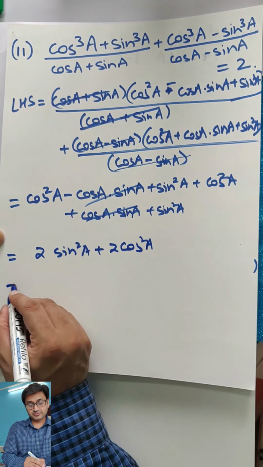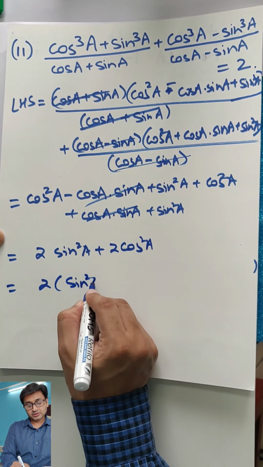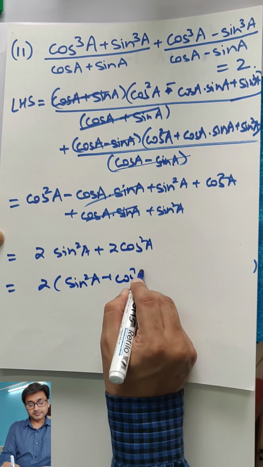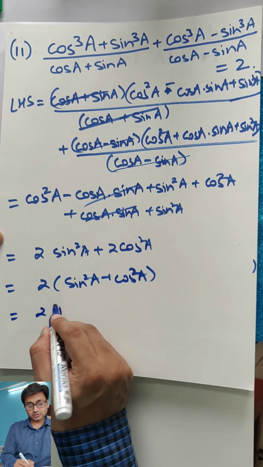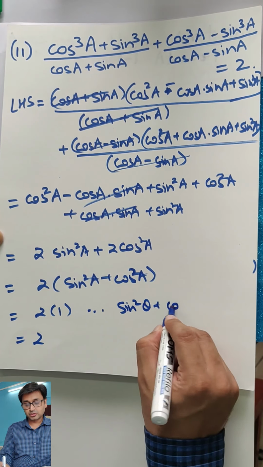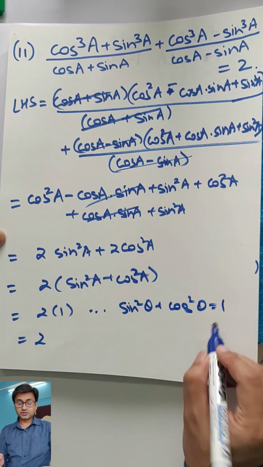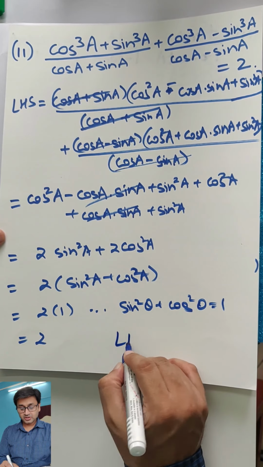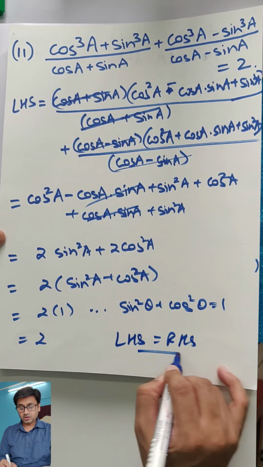Come on, now it is very simple. Pull out 2 common. So I'll get sin square plus cos square, and sin square plus cos square is 1. Don't forget to write the reason, otherwise you will lose 1 mark straight away. So sin square plus cos square is 1, you got 2. So therefore LHS is equal to RHS.